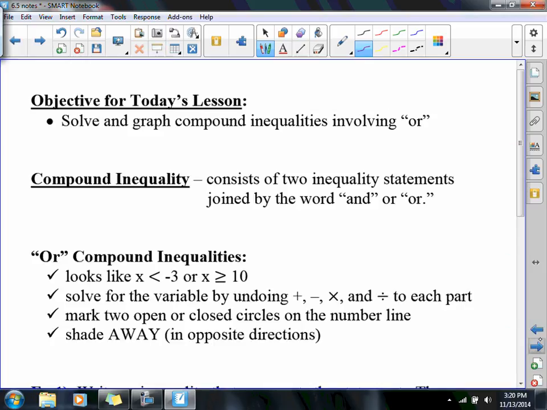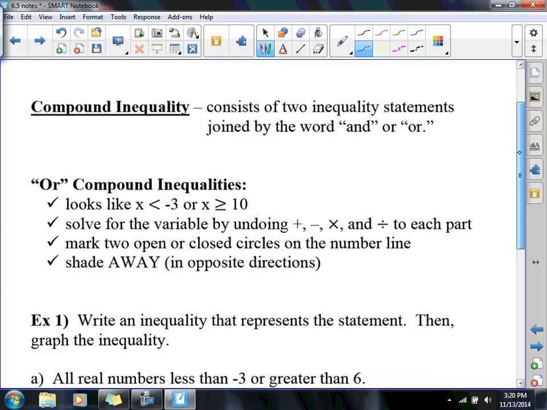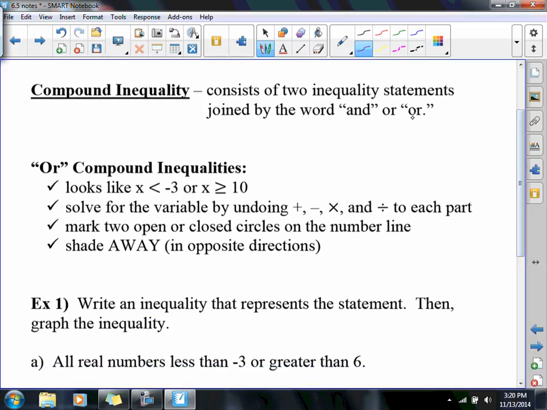Today we're going to solve and graph more compound inequalities. And these compound inequalities are going to have the word OR written right in them. OR compound inequalities, again, are going to have two inequalities, and then they're going to have the word OR in between them. So they're going to look like this.